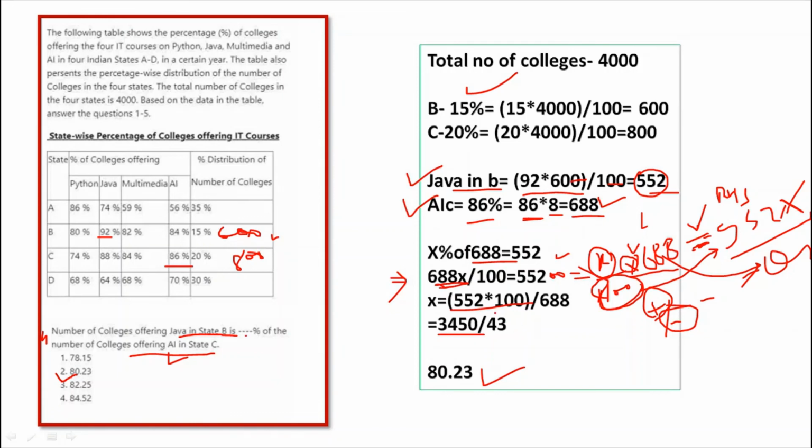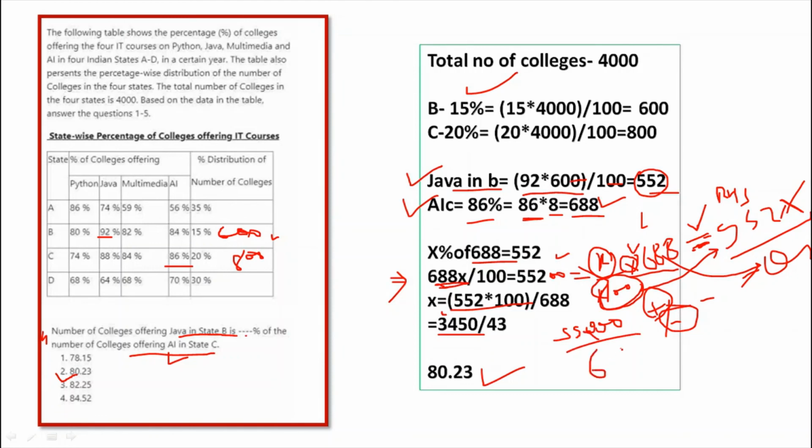First of all, we will have to simplify it further. So we will pick a number by which we will divide both the numerator and denominator. So we have 55200 divided by 688.